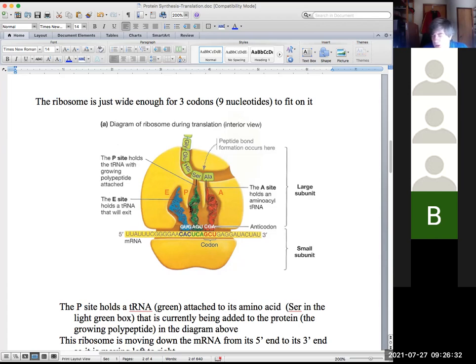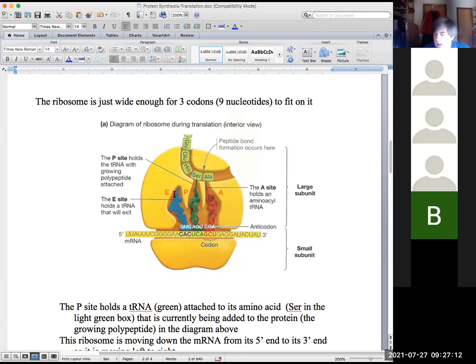So let's look first at the P site. Remember, another name for a protein is a polypeptide. So think of protein or polypeptide. This is where we're adding an amino acid. This green wormy looking thing is transfer RNA. We'll come back to this in a moment. But this transfer RNA has SER, serine, which is one of the amino acids in a protein, attached to it. And right now, this transfer RNA is adding serine to the protein that we're building.